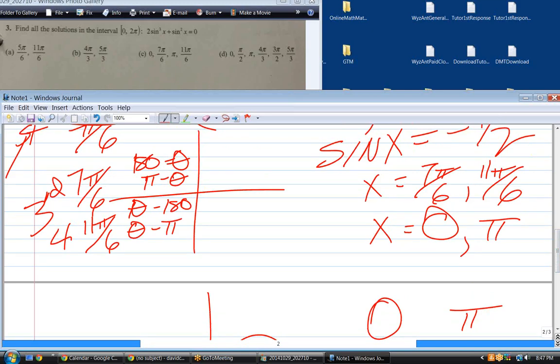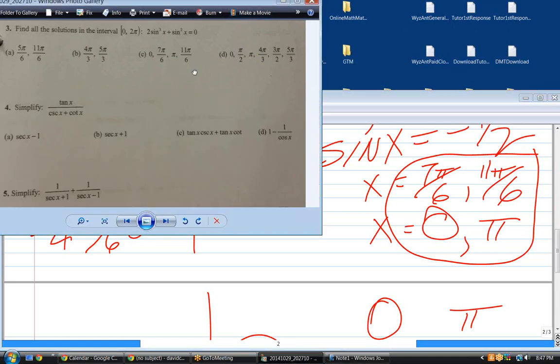Okay, so there's our 4 answers right there. So it's C. Yes. Ooh, did I miss one? Oh, no, it's C. Yeah, sorry. Oh, I'm really out of it. I didn't even see that pi sticking in the middle there.